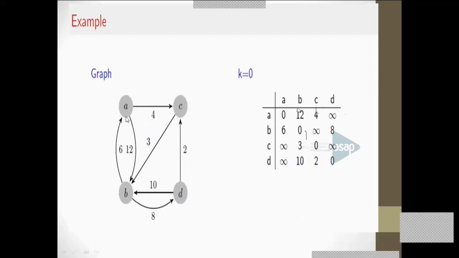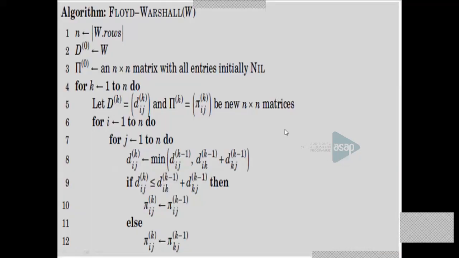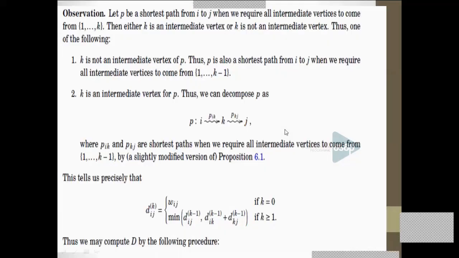Then A to B, see if there is a direct path. A to B, there is a direct path, that 12 we will be entering here. A to C also there is a direct path, 4 we will be entering. A to D, there is no direct path. Therefore, what we have to enter? Infinity. This is as per the definition.